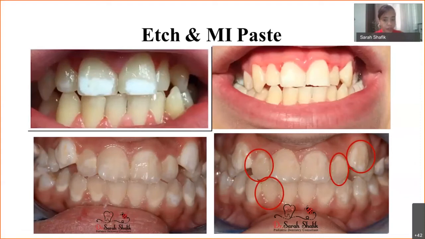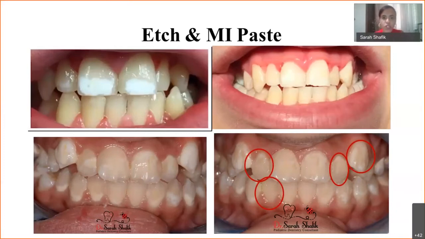Actually, I didn't have the chance to see her later on due to the coronavirus and the total lockdown for everything. So up to the moment, I haven't seen her, but I gave her the MI paste at home to use during this period.